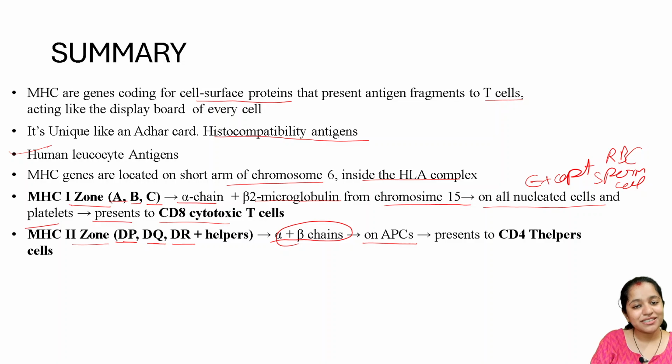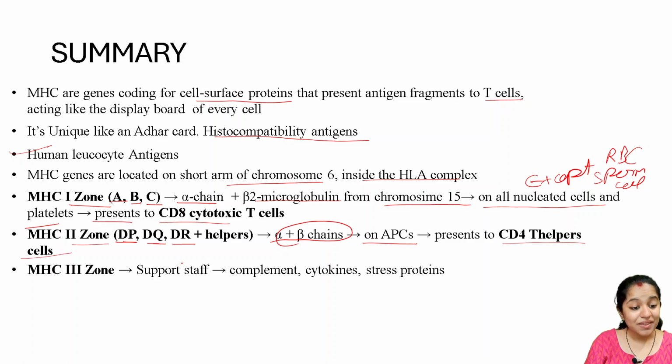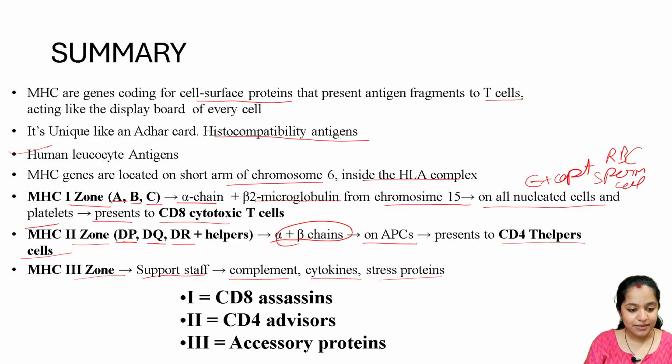Which are the antigen presenting cells? Monocytes and macrophages, B cells and dendritic cells. Must be doctor. It presents antigen to CD4 T helper cells. And then we have your MHC3 zone, the HLA3 zone, which is like a support staff. Okay, what does it form? These proteins are complement, cytokines and stress proteins. Clear? Remember it like this. Your MHC1 is related to an assassin.